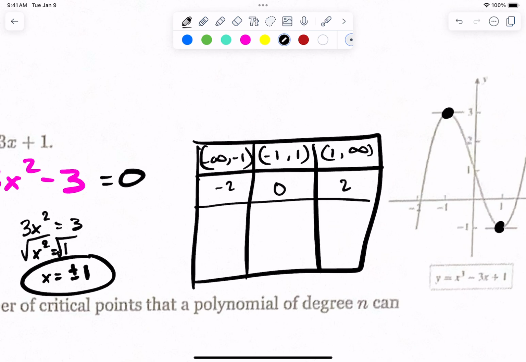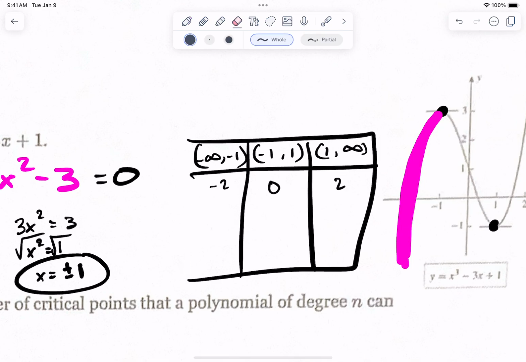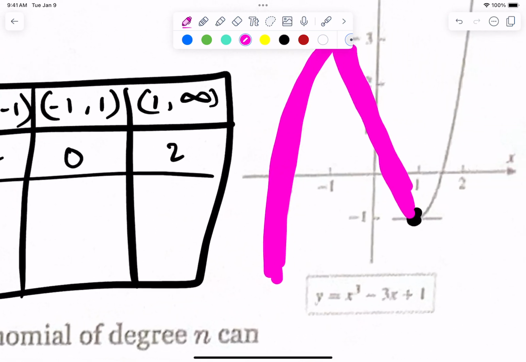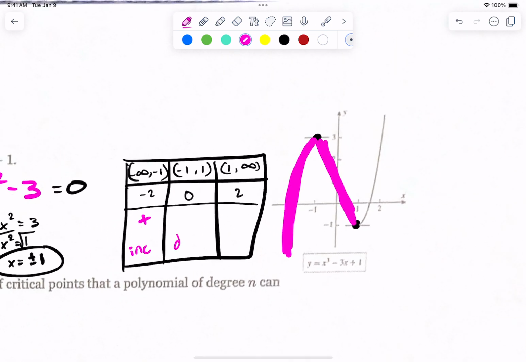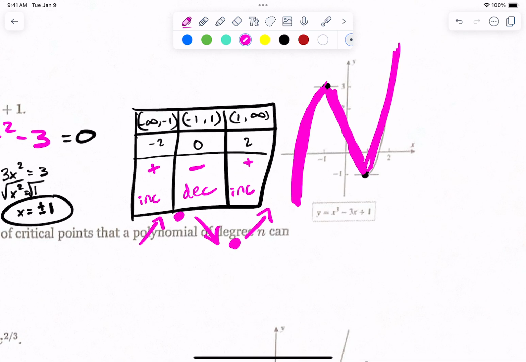If I plug negative 2 in, I'm just going to cheat. Looking at the graph, what's negative 2 doing? He is increasing, which means he's plus. Okay, what about from negative 1 to positive 1, what's he doing? Decreasing, which means he would have been a minus, okay? Then from 1 to infinity, he is increasing. So increasing, decreasing, increasing, which means he has a maximum here and a minimum here.